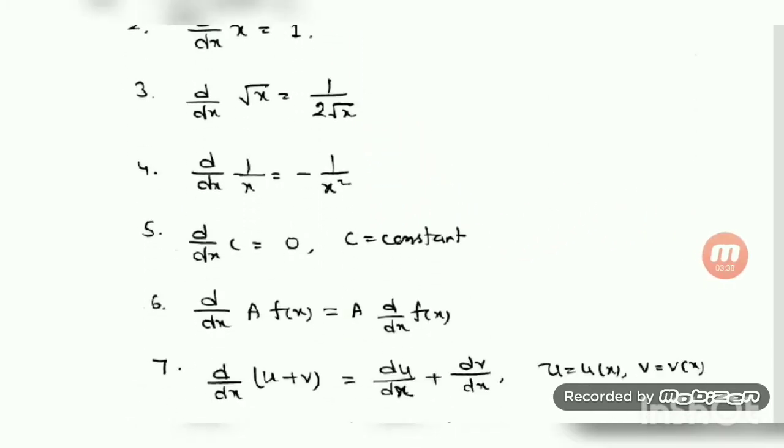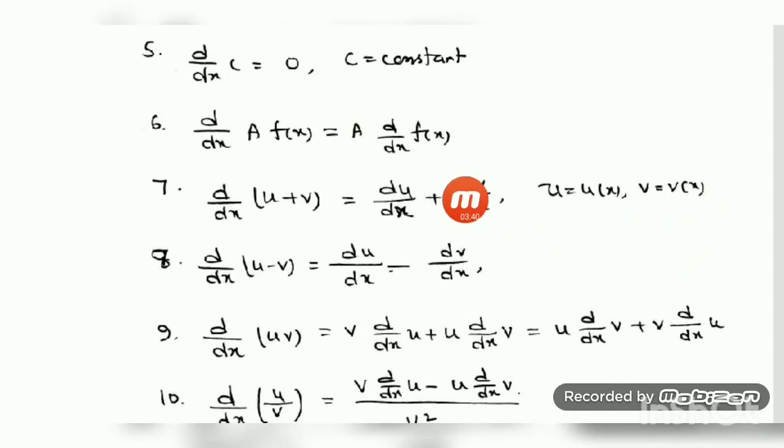So now I will go to the next formula. That is number 5. d/dx of c is equal to 0, where c is a constant. That means when you take the derivative of a constant term, it becomes 0. Constant means, in this case, independent of x.